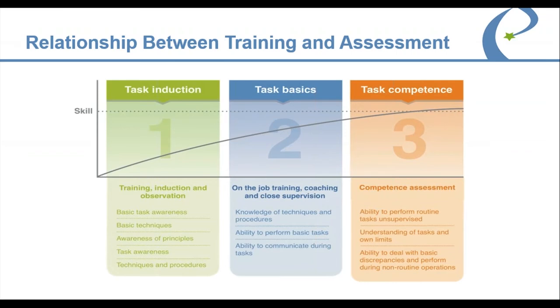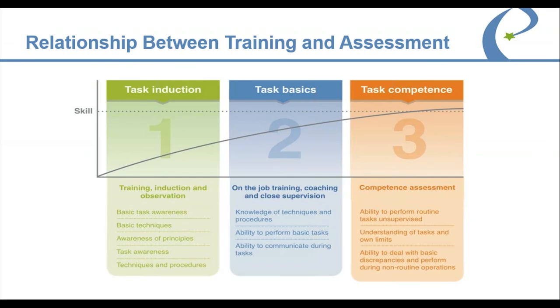So the relationship between training and assessment. Where does competency come into the training process? If we review the slide, we can see how the training and competency work together. Stage one is task induction. This is where external training will take place, company inductions, and familiarization. At stage two, it's mainly on-the-job training with supervision. The supervisor will coach the individual to perform tasks to the required level and assist them with dealing with non-routine tasks or when dealing with issues.